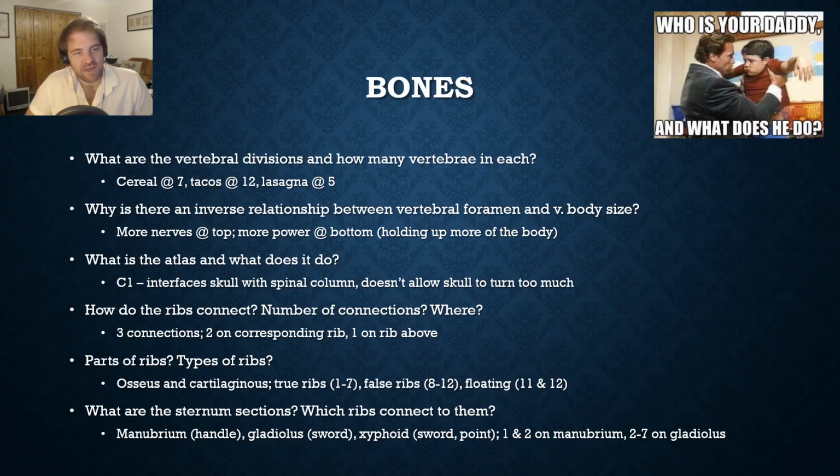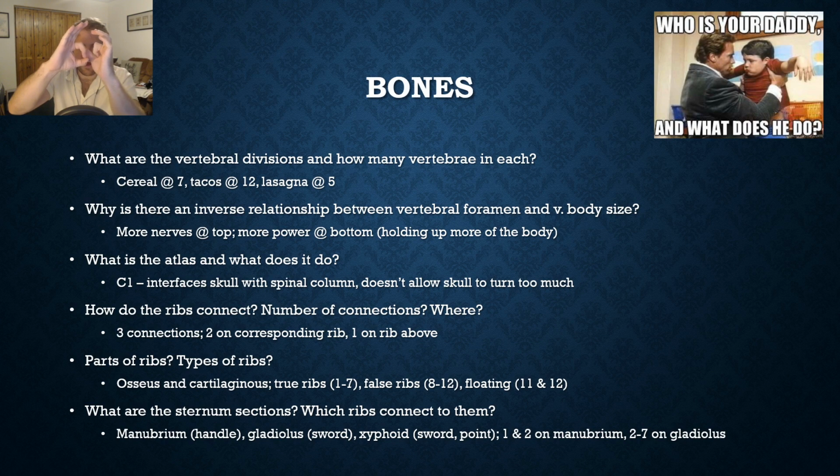Anyway, what are the vertebral divisions and how many vertebrae in each? Well, remember, you've got cereal at 7, tacos at 12, lasagna at 5. Cervical, thoracic, and lumbar. So you've got 7 vertebrae, 12, and 5. Why is there an inverse relationship between the vertebral foramen, so the hole, and the vertebral body, which is the actual osseous portion of the vertebra?